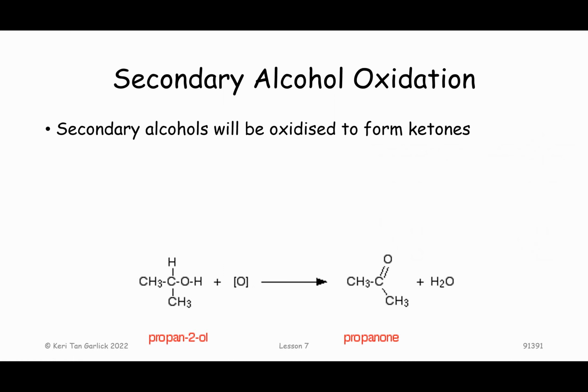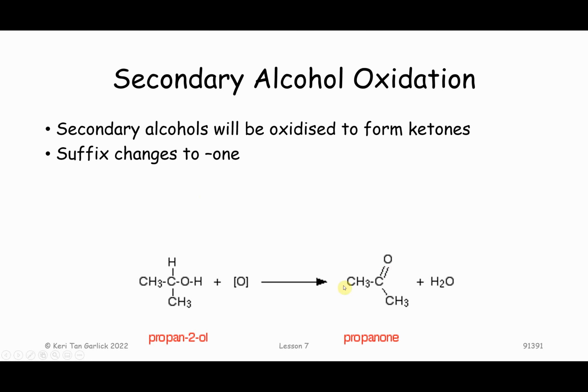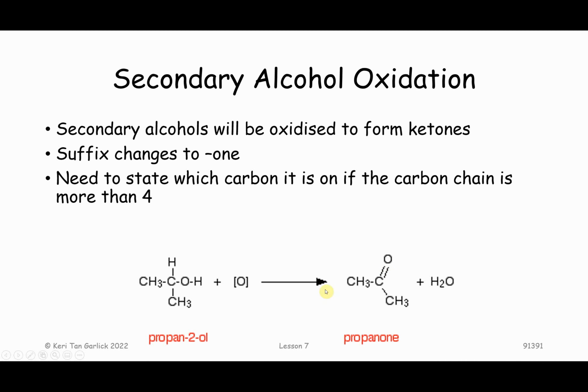In the case of secondary alcohols, we have, again, this component and one of the hydrogens that is getting pulled off, and that makes the double bonded oxygen. This is known as a ketone. So in this case, the suffix changes to an "one," and that is our new functional group. You actually don't need to state which carbon it's on unless there's more than four carbons on there.